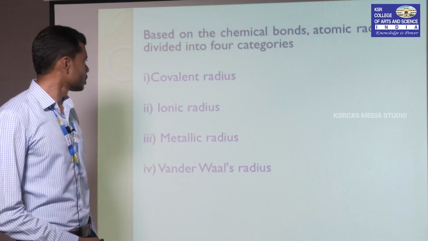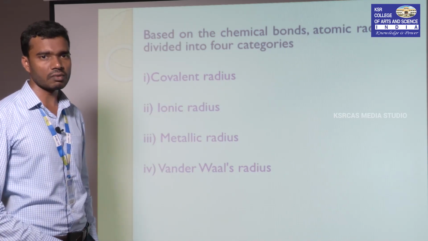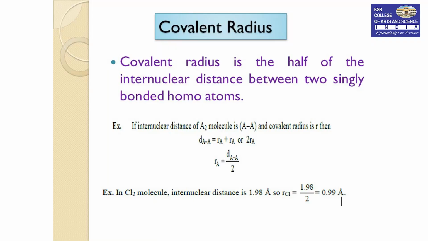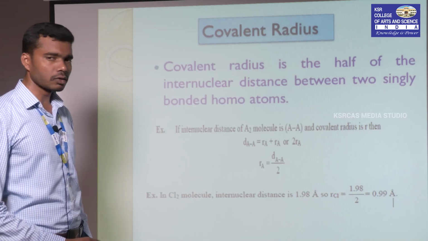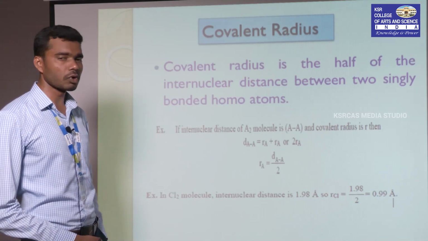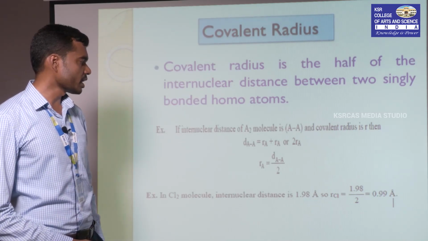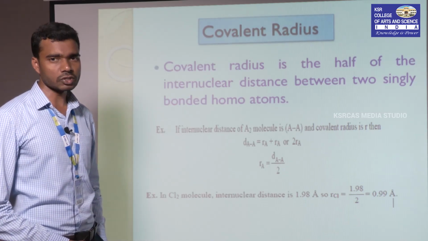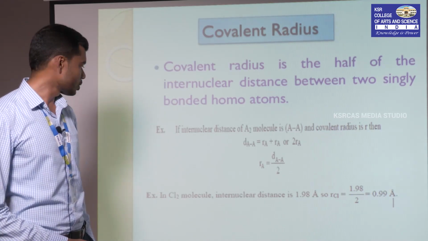The first one, covalent radius, second ionic radius, third metallic radius, and fourth van der Waals radius. First, covalent radius. Covalent radius is half of the internuclear distance between two singly bonded homoatoms. For example, if we take a chlorine molecule, the internuclear distance is 1.98 angstrom. So 1.98 divided by 2, we get 0.99 angstrom. So 0.99 angstrom is the effective atomic radius of a chlorine atom.